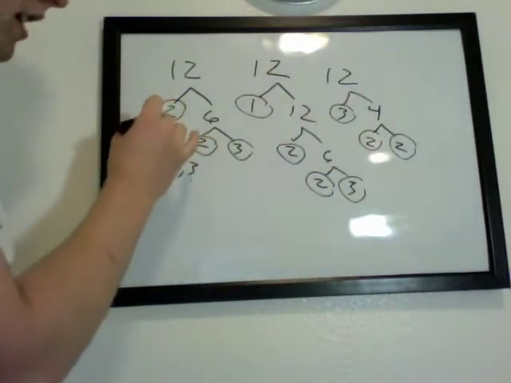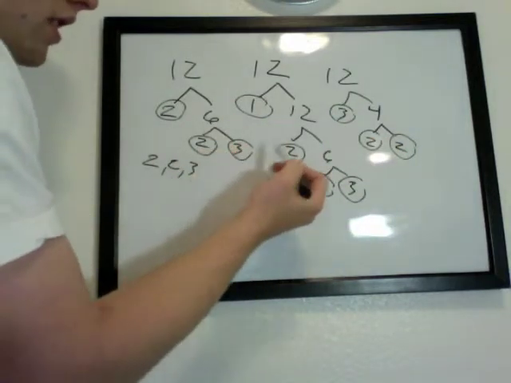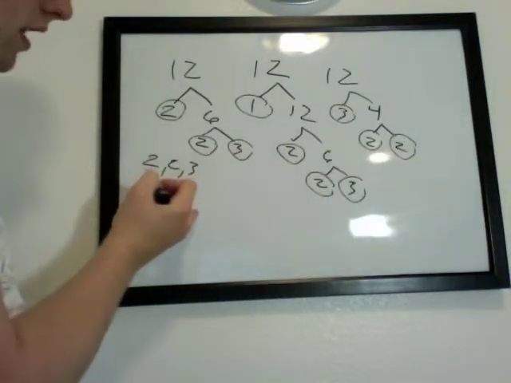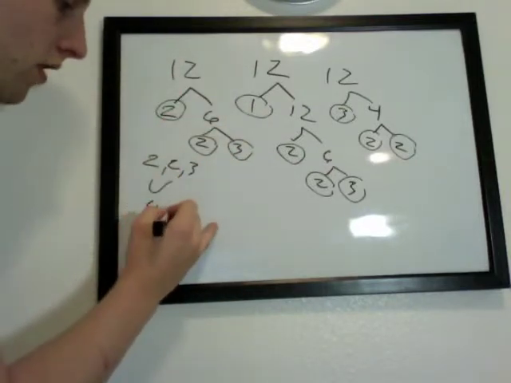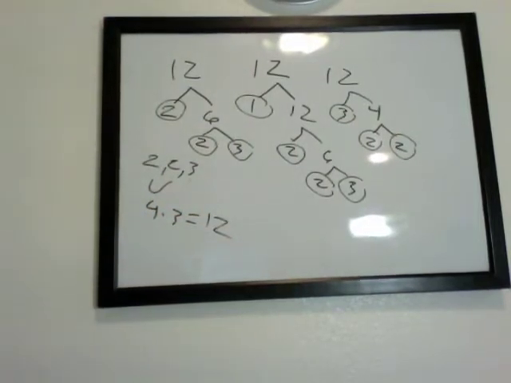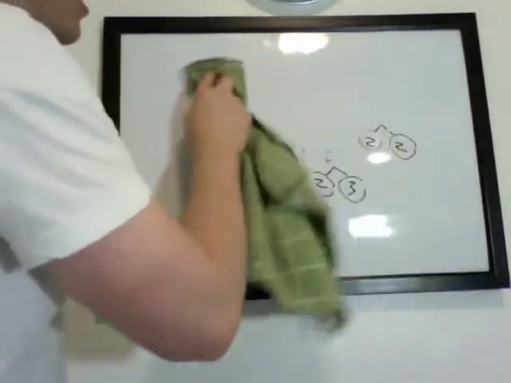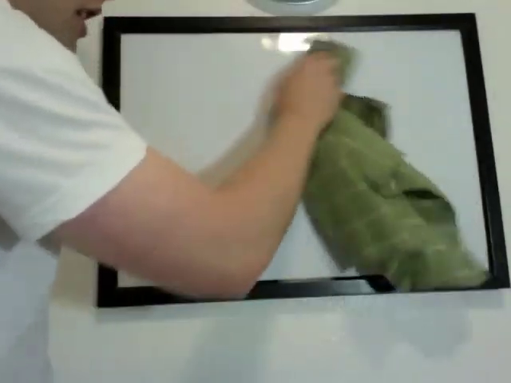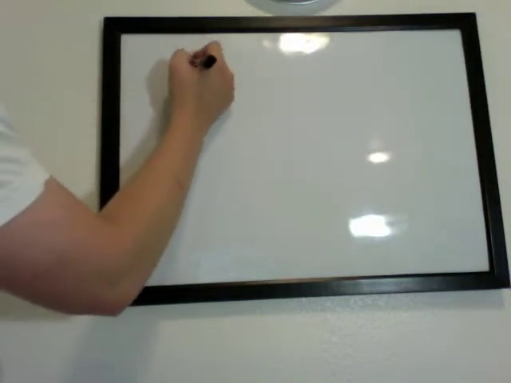So if you break it up 2 and 6, 3 and 4, and you break down the 6, 2 and 3, 2 and 3. So you multiply these together, 2 times 2 times 3, you get 12. So 2 times 2 is 4, 4 times 3 is 12. There's multiple ways of breaking down this number. And these are called factoring trees, branches. They help you find the prime numbers of the bigger number.